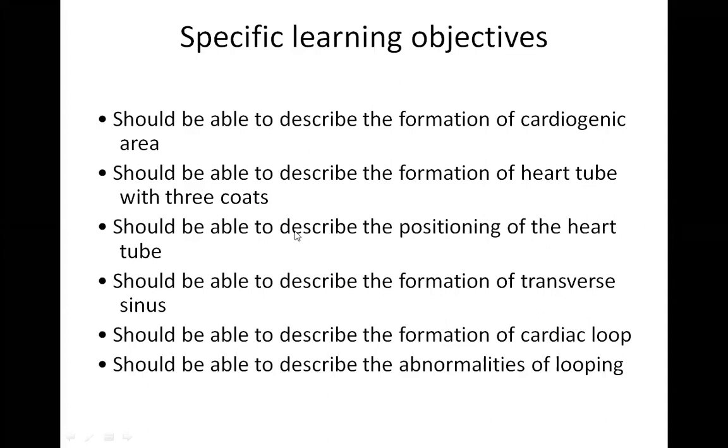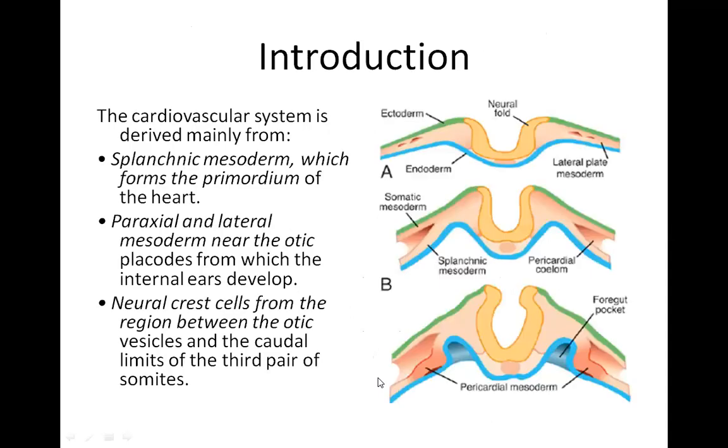Then you should be able to describe the positioning of the heart, that is its looping, and then you should be able to describe the formation of the transverse sinus. You should be able to describe the formation of the cardiac loop and what its abnormalities are. So firstly, the introductory part.